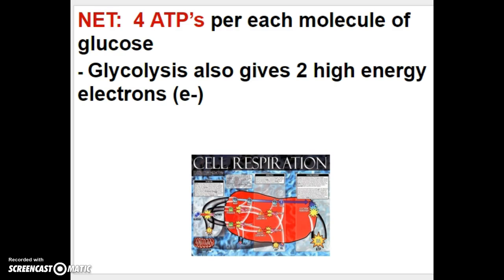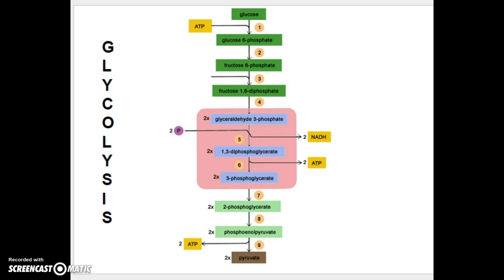The result of glycolysis, because it's anaerobic and does not require oxygen, is that you don't get many ATPs. For every molecule of glucose that's coming through glycolysis, you only get 4 ATP. What glycolysis does, however, is provide 2 high-energy electrons to be used later to form more ATP. So this is the procedure of glycolysis.